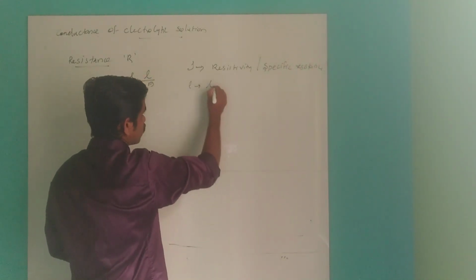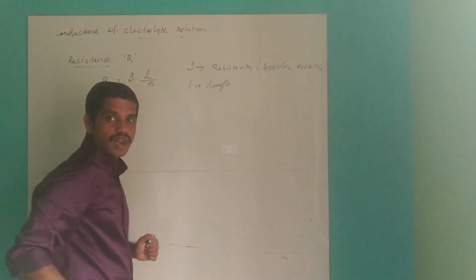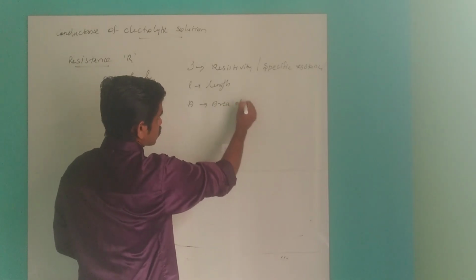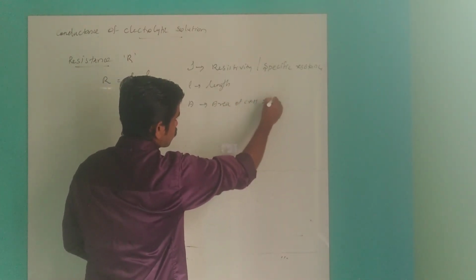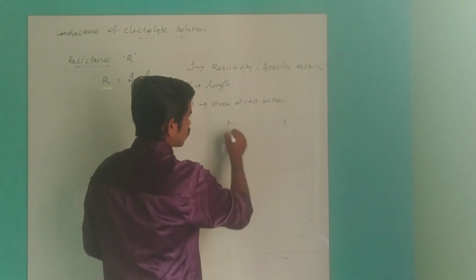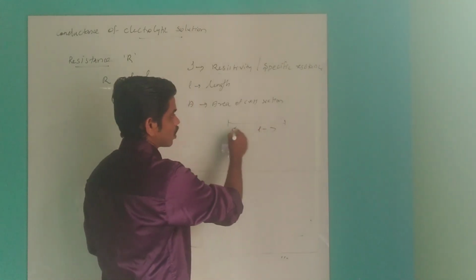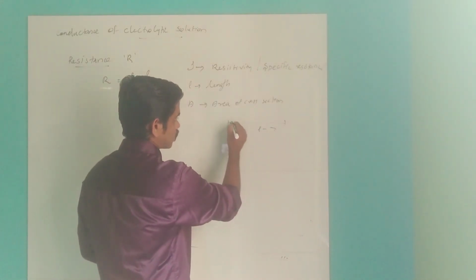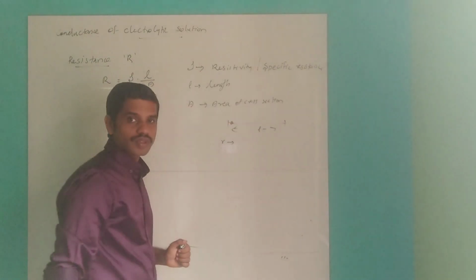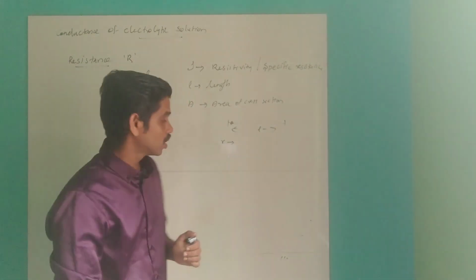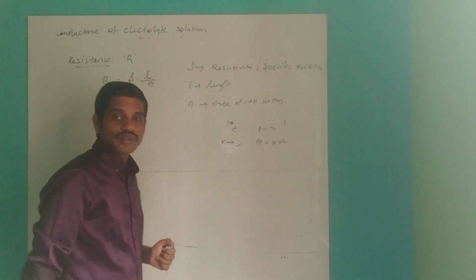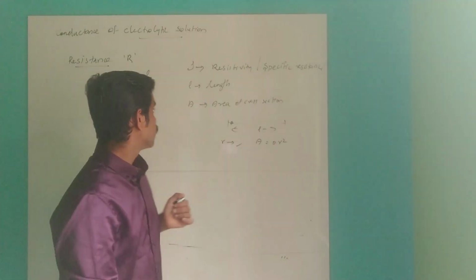L is called the length of the conductor, and A is called the area of cross section of that conductor. Suppose you are taking one wire of length L and its area of cross section. Suppose r is the radius. You can find the radius by screw gauge. If you know the radius, then the area is equal to pi r square. Using this formula you can find the area, right?